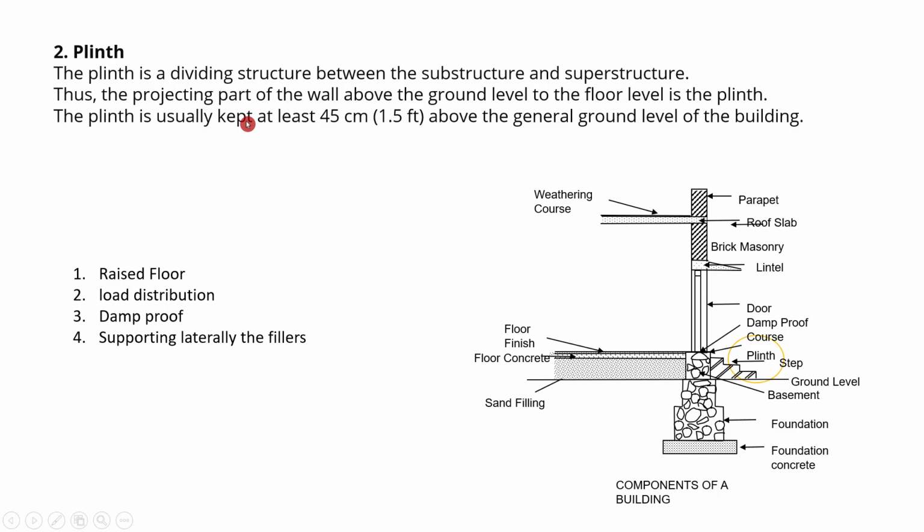The plinth is usually kept at least 45 centimeters above the general ground level of the building. That means suppose this is the ground level, this foundation, this part, random rubble masonry will have a total depth of 45 centimeters. So this is mainly used for raising the platform. In the sense, suppose the area is a waterlogging area. If you don't provide this 45 centimeters, the water will simply penetrate into the building.